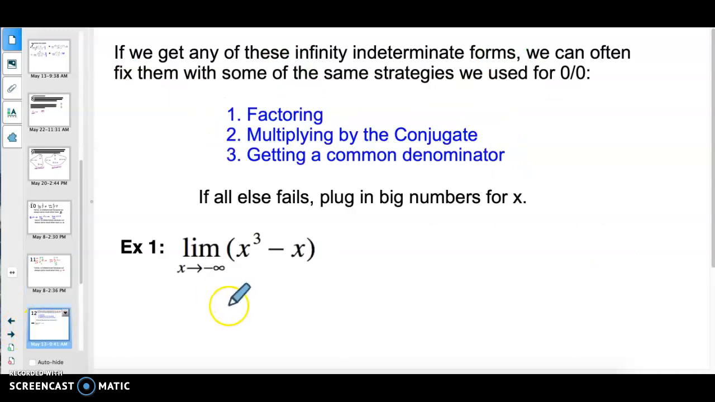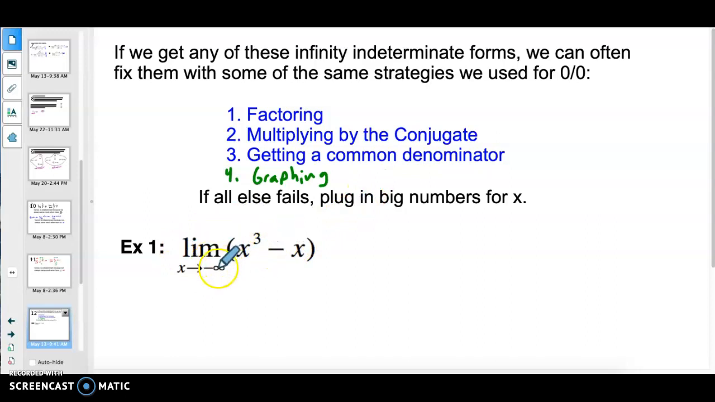So before, we had ways to manipulate equations. The strategies we can use if we get 0 over 0 with infinity are the same as before. So you could factor, you could multiply by a conjugate, you could get a common denominator. Another one that I would recommend is maybe just graphing it. So you could pull out Desmos, just graph it and see if you can tell what it's doing as x goes to infinity or negative infinity.